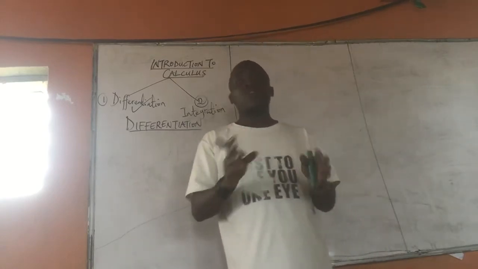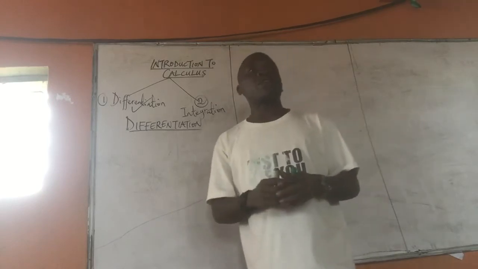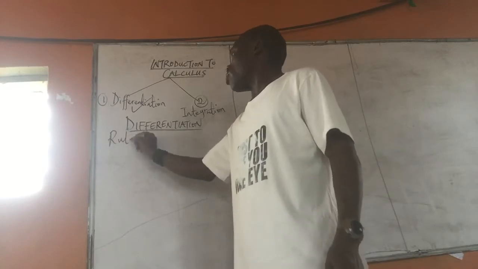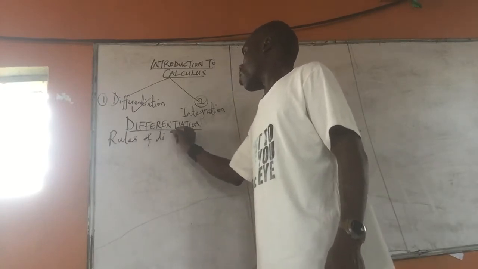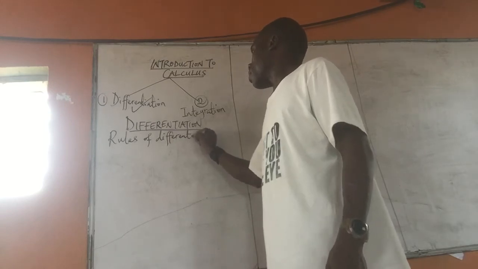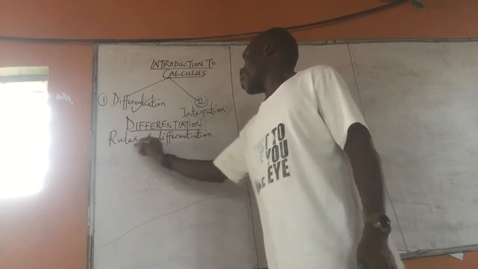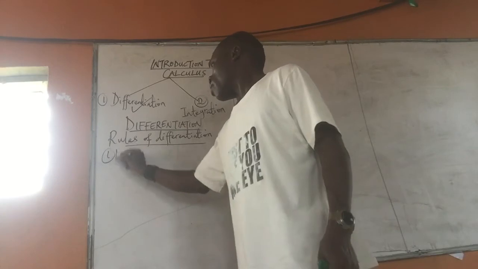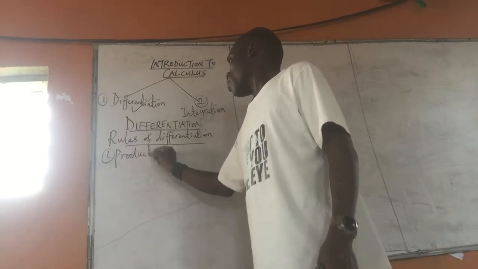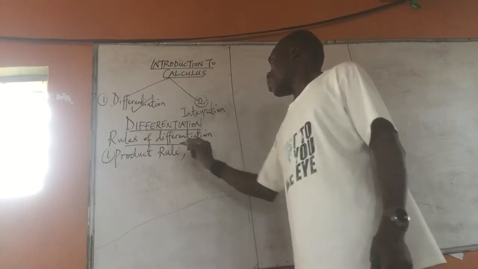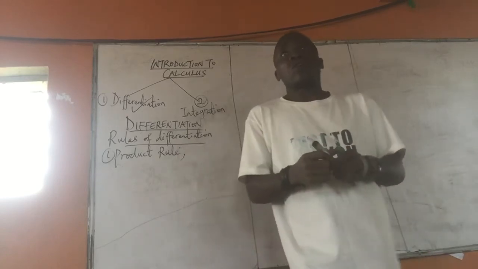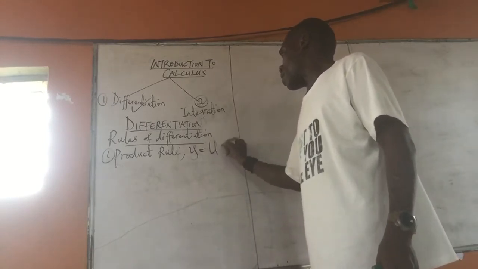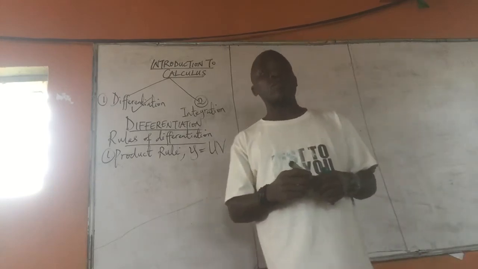So when taking differentiation, like I said before, we have three rules of differentiation. The first rule of differentiation we have is what we call the product rule. When taking the product rule, we have the product of two variables multiplying each other in this form: y equal to uv.